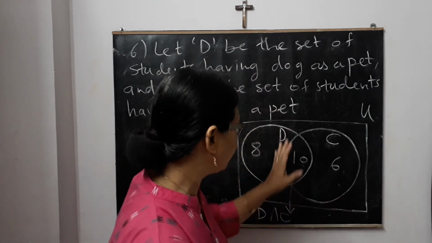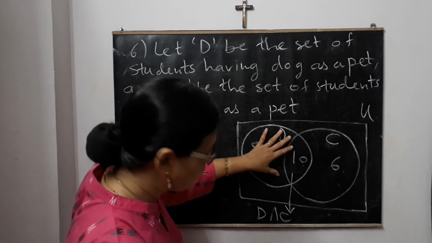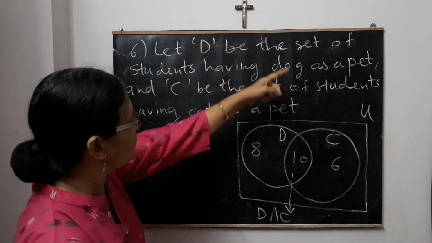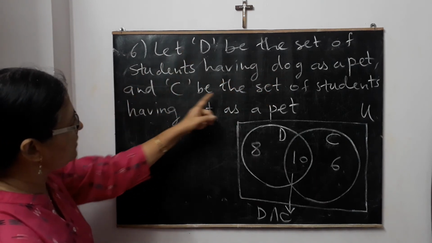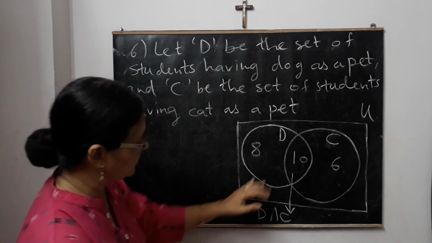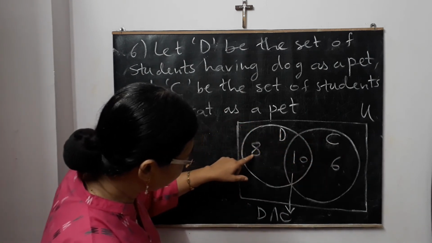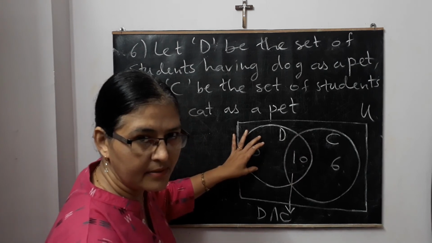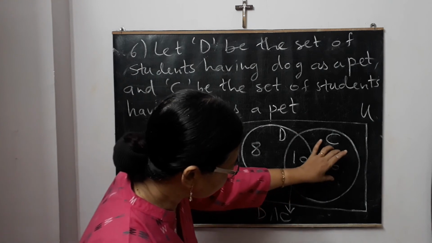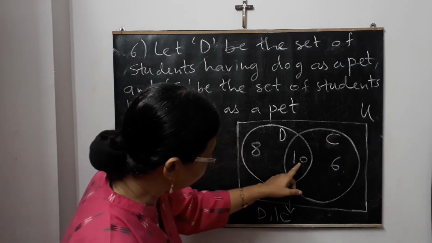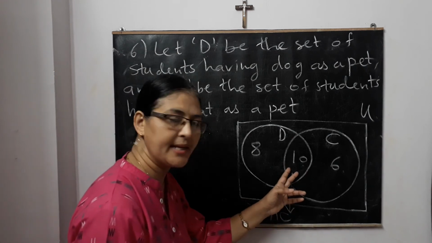Now here we have represented the Venn diagram and shown U as the universal set. D represents, what is written? Let D be the set of students having a dog as a pet, and C be the set of students having a cat as a pet. So D is the set of dogs, C is for cats, and 8 is only dogs. Remember, they have not printed that. 6 is only for cats, and 10 means both, that is the intersection D intersection C, having dog and cat both.